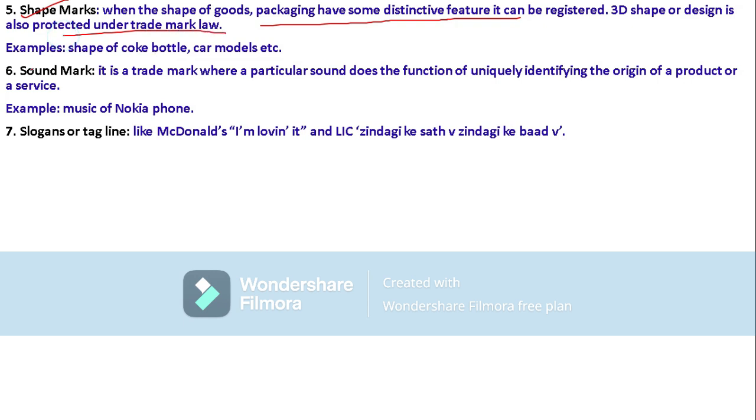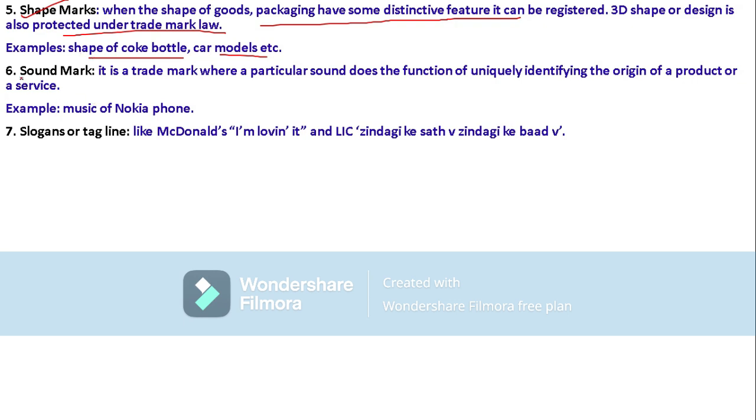For example, the shape of a Coke bottle, or else car models. Different cars have different models. BMW has a different model, Tesla has a different model. Likewise, the shape of the Coke bottle will be somewhat different compared to the Pepsi bottle or the Thums Up bottle. So if we see different shapes, trademarks will be registered for that also.